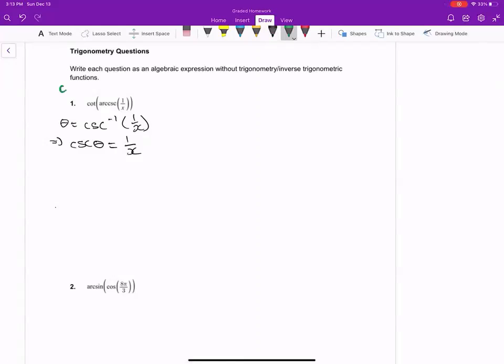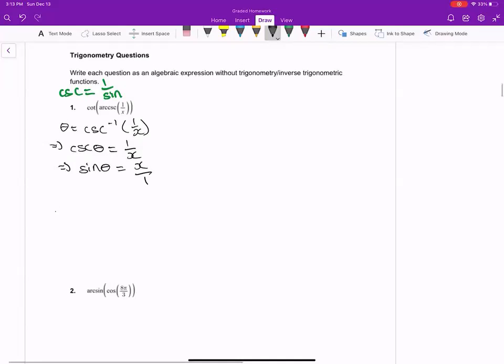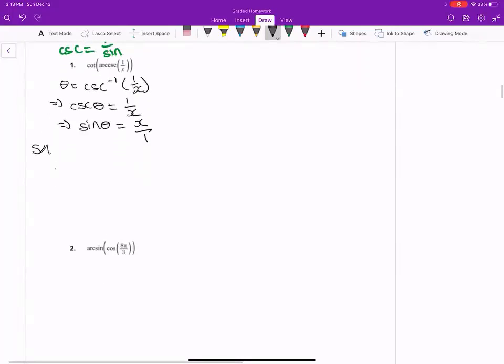But recall that cosecant is just 1 over sine. So this simplifies to sine theta equals x over 1. Okay, now let's draw a triangle to represent this. Remember that sine theta is, if you remember the common rule, SOHCAHTOA. So in our triangle, if this was theta, sine is opposite over hypotenuse. So this will be x, and our hypotenuse is 1.